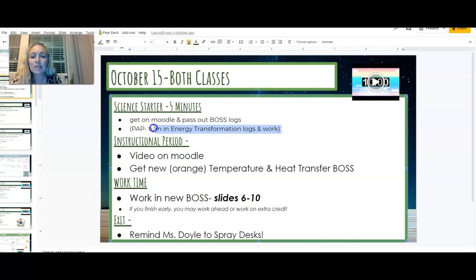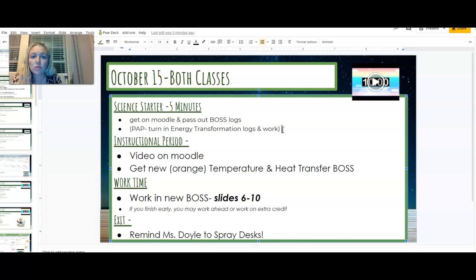My pre-AP classes, if you have your energy transformation logs, you need to go ahead and turn those into the basket, and all of your work for your energy transformation diagrams, please make sure that your name is on everything.